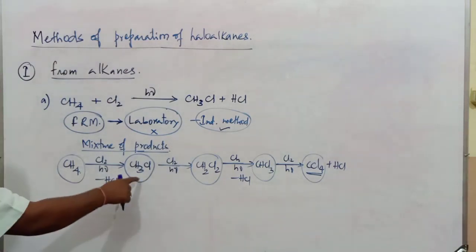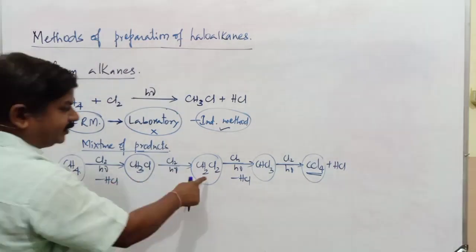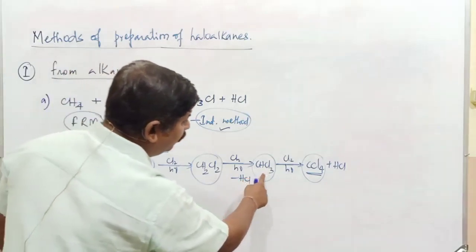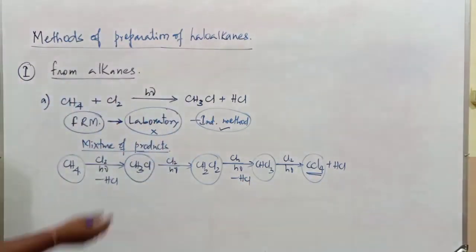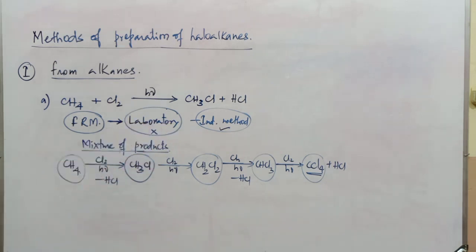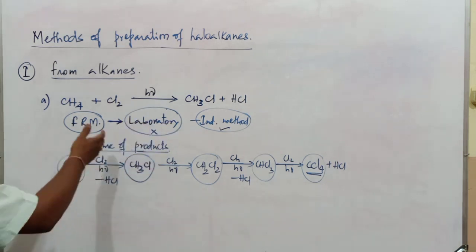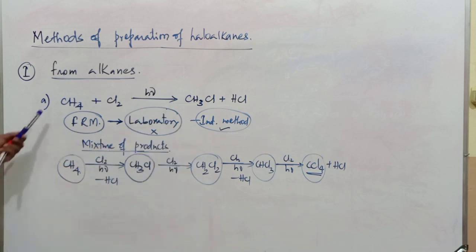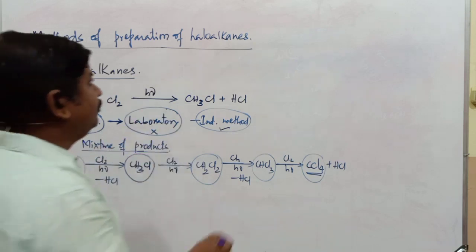What are the IUPAC names of these? It is chloromethane. Next is dichloromethane, trichloromethane, and tetrachloromethane. IUPAC names are quite easier compared to the common names of these compounds. So like that, a number of compounds can be obtained from particular alkane compounds.